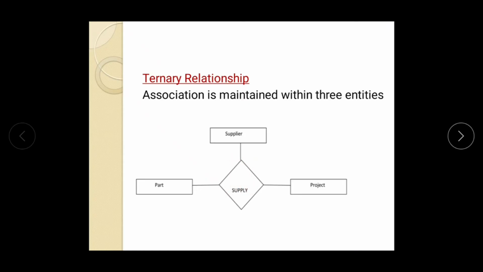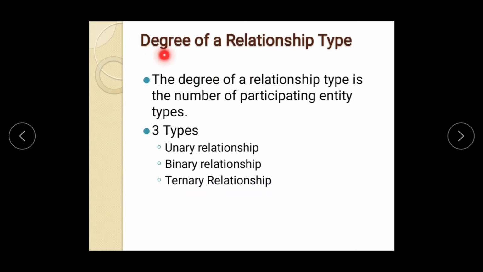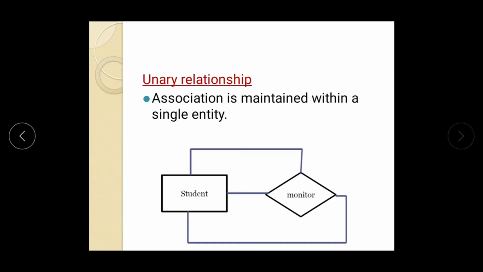So these are the three possible relationships that can occur in a system. That is called the degree of a relationship type. Clear? So unary, binary and ternary.